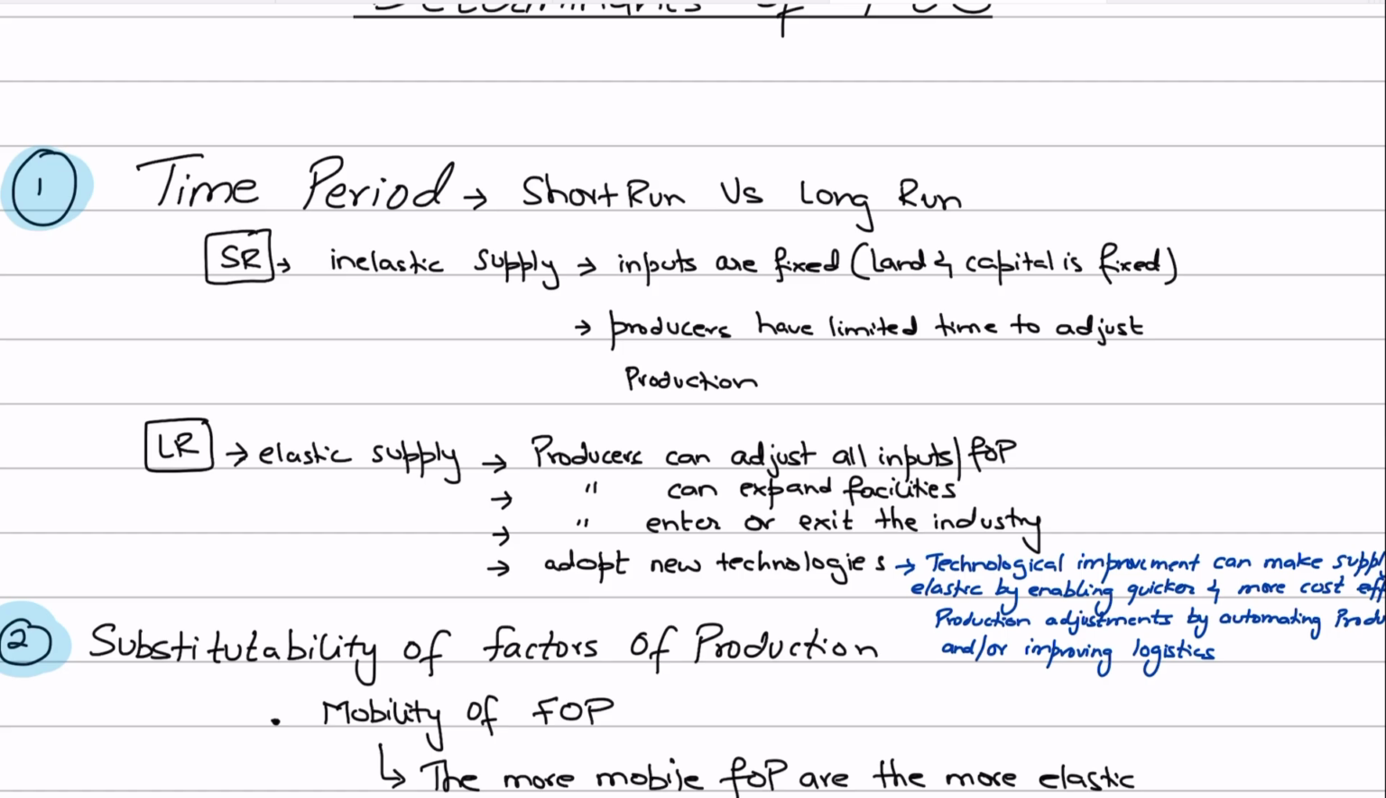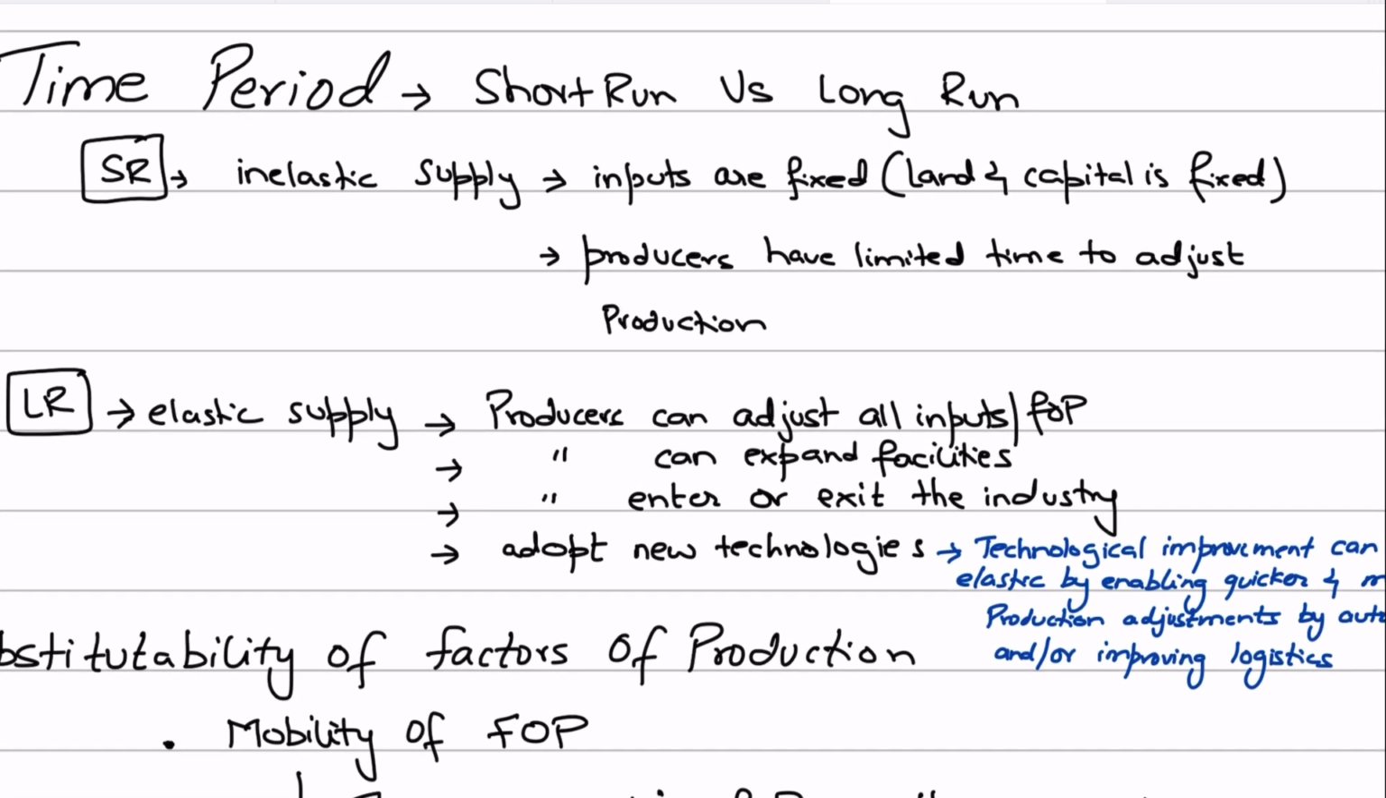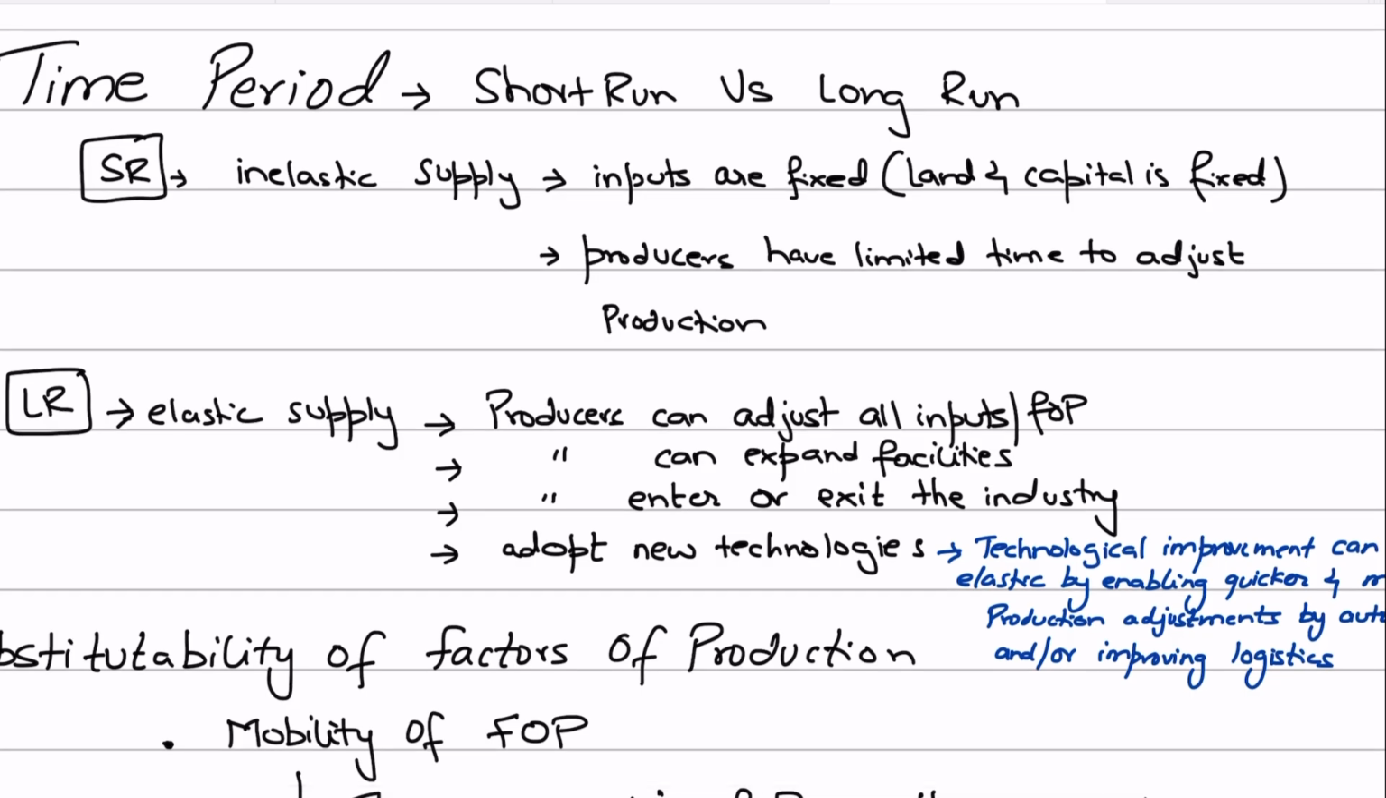So the short run is a time period where your factors of production, your inputs, such as land and capital, are fixed, and the only factor that producers could rely on is labor, right? But there's a limit to which you can increase production just by using more labor. So producers have limited time in the short run to adjust their production, because inputs are fixed. Some firms might not have enough time to hire additional workers. Again, that is why we say that supply is inelastic in the short run, right?